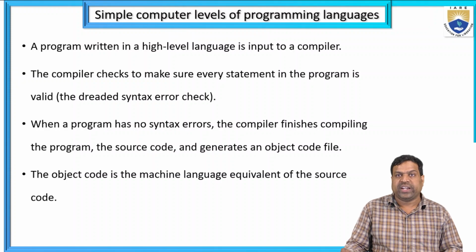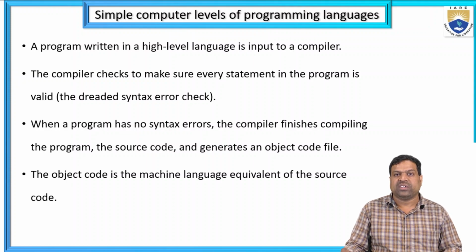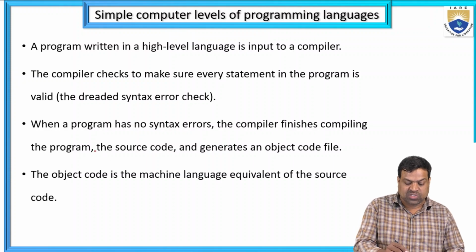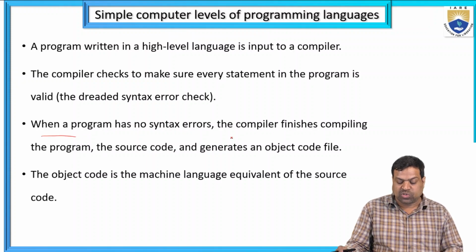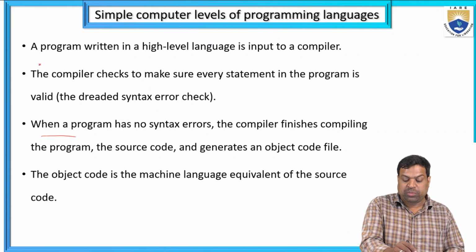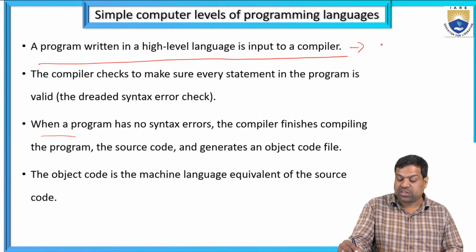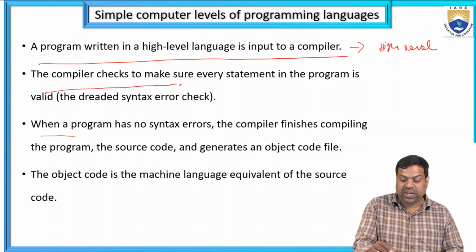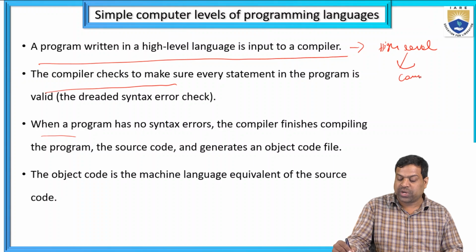A program written in a high level language is input to a compiler. The compiler checks to make sure every statement in the program is valid, the syntax error checks. When a program has no syntax error, the compiler finishes compiling the source code and generates the object code file. The object code is a machine language equivalent of the source code. Suppose I wrote a program in high level language. So what does the compiler do?